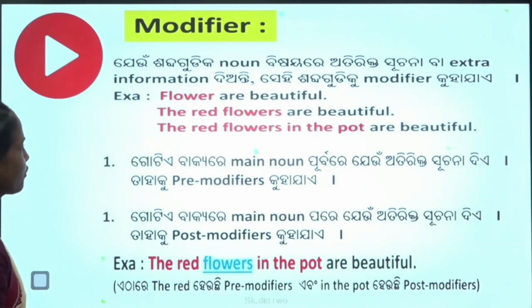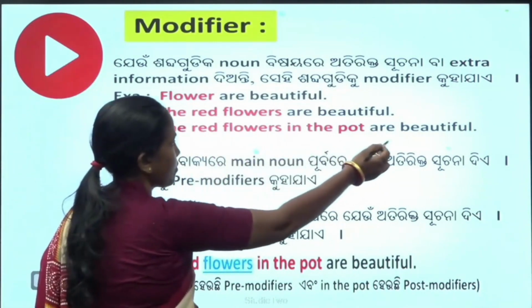Flowers are beautiful. Flower is a noun, are is a helping verb, beautiful is an adjective. The red flowers are beautiful. So here we get the phrase the red flowers. The red flowers in the pot are beautiful.